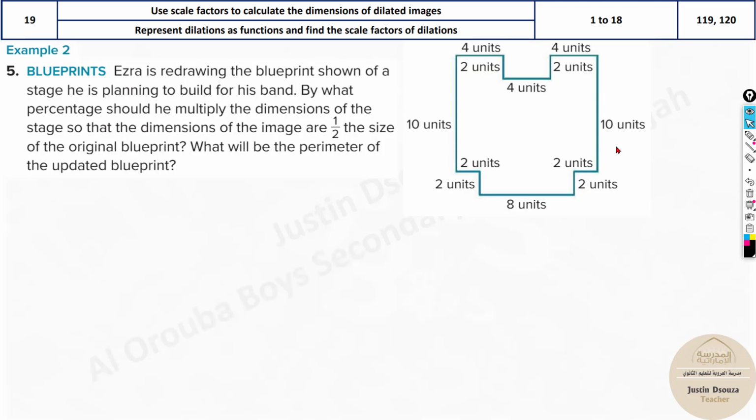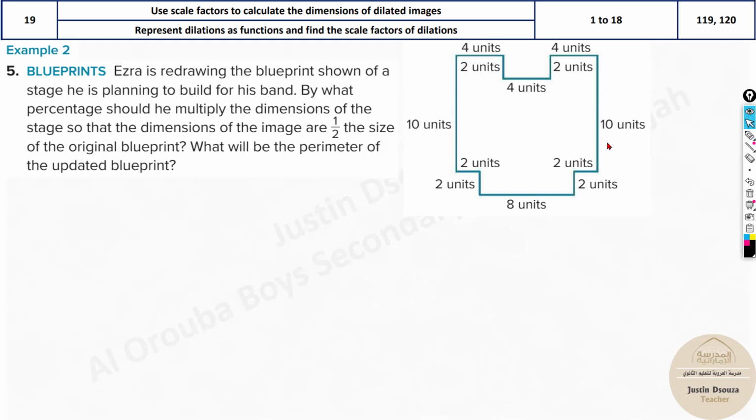Now here we have a real world sort of problem where Ezra is redrawing the blueprint shown of a stage he is planning to build for his band. This is the stage. By what percentage should he multiply the dimensions of the stage so that the dimensions of the image are half the size of the original blueprint? What will be the perimeter of the updated blueprint? Okay. So he wants to reduce the size by half. What is half? It's 0.5. So it's about a 50% reduction.